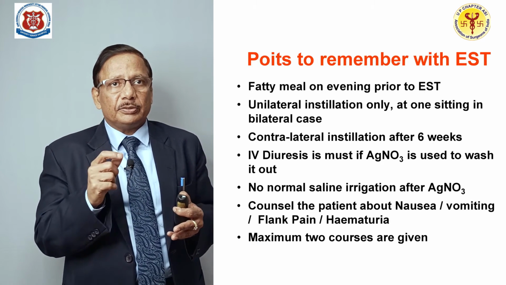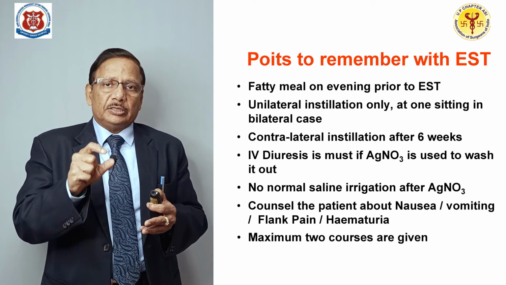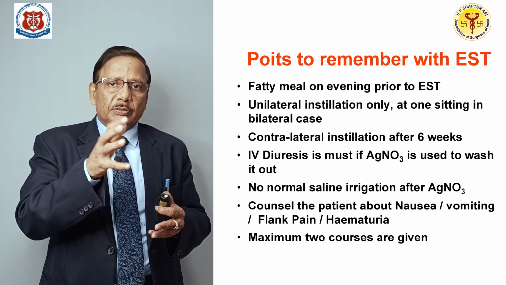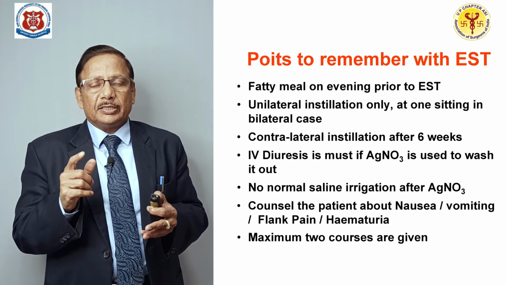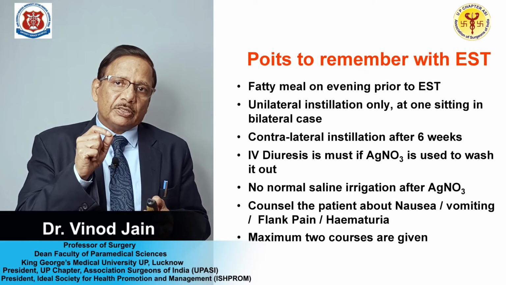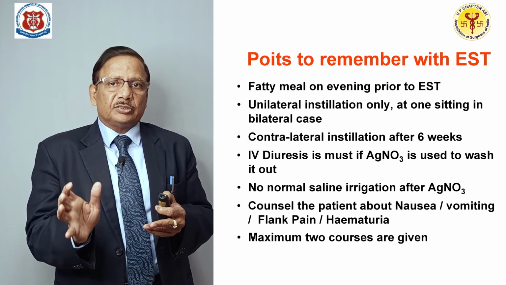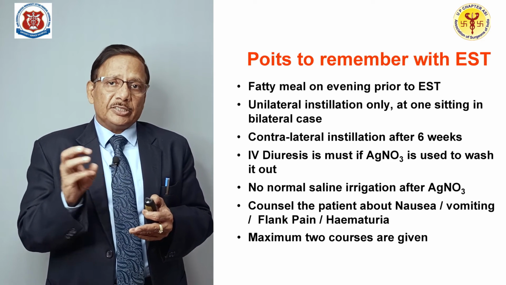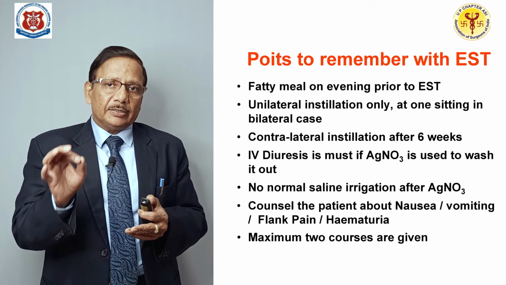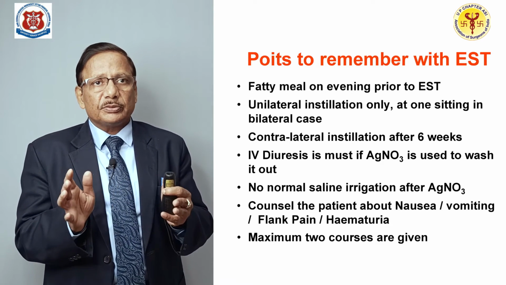You have to be very careful. Then, if you have used silver nitrate solution, the patient has to be put on diuresis so that the remaining silver nitrate solution is flushed away from the kidney, and that is attained through IV diuresis. One word of caution: you should never use normal saline for irrigation after instillation of silver nitrate. Why? Because AgNO3 plus NaCl leads to silver chloride, AgCl, and this silver chloride precipitates. So normal saline is not to be used.